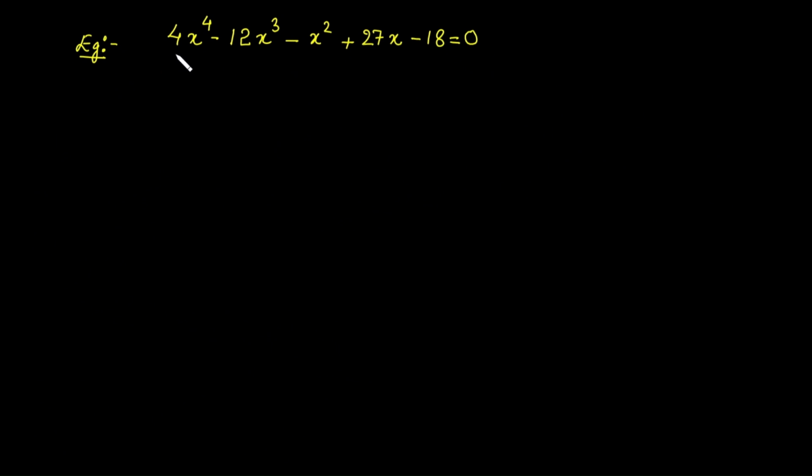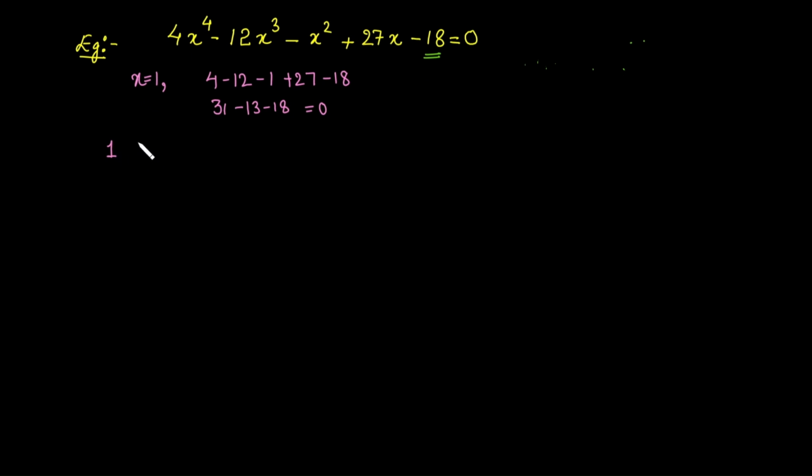Next example, let's find the roots of this equation. So again we will use hit and trial to find the solution. Let's start with x is equal to 1. When you put x is equal to 1, we have 4 minus 12 minus 1 plus 27 minus 18. Is this equal to 0? You can check it. 4 plus 27 is 31, and minus 13 minus 18. Yes, this is equal to 0. So one of its solutions is x is equal to 1.